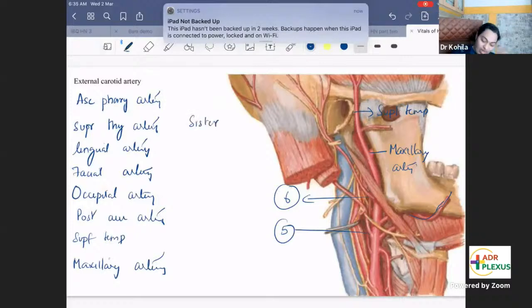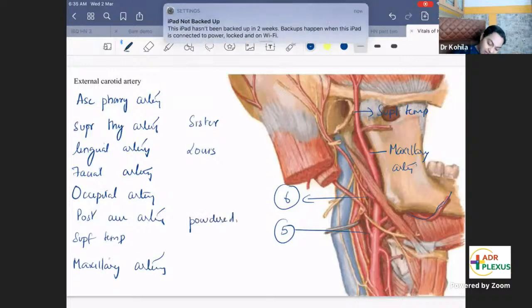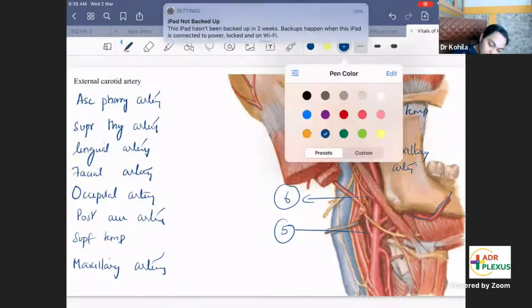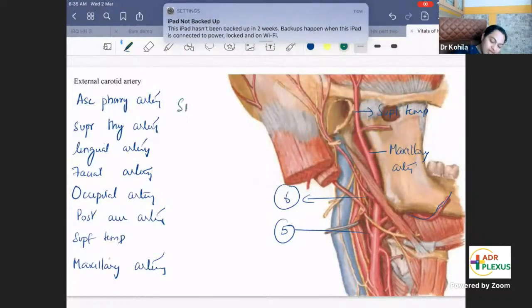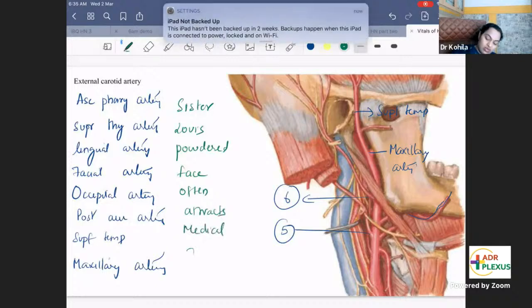Sister, while I was doing first MBBS, this was a mnemonic we were taught. Sister Louise, powdered face. I'm sorry. Wait. I'll write the mnemonic first, then you can get the branches. You want me to use a separate color? Okay, I'll write the mnemonic in a separate color. Sister Louise, powdered face often attracts medical students. Okay, no logic in the mnemonics now.